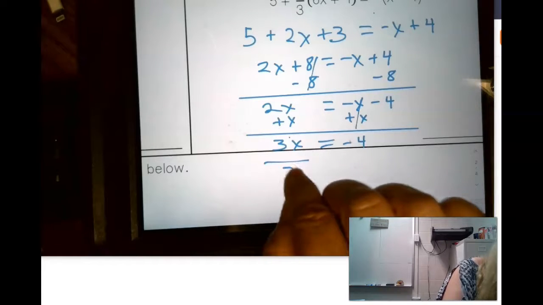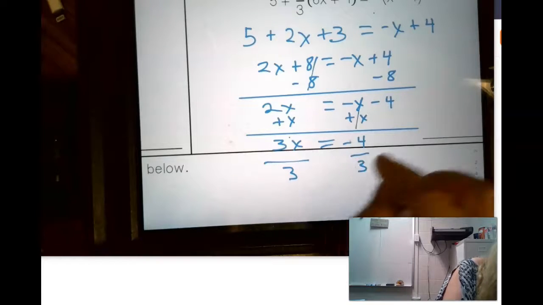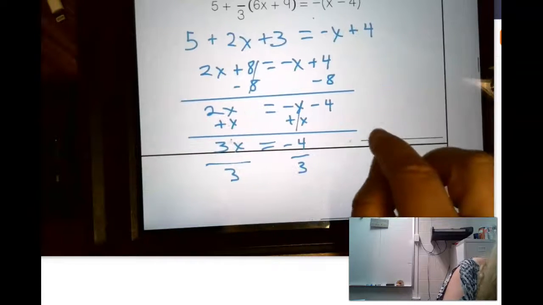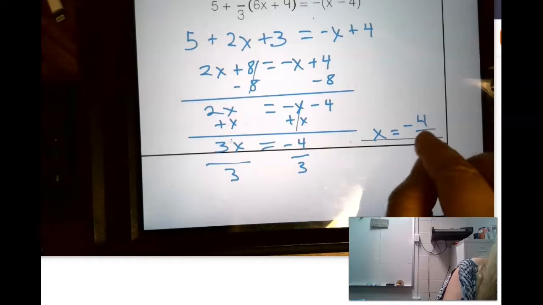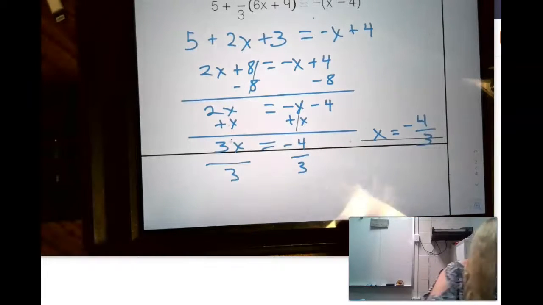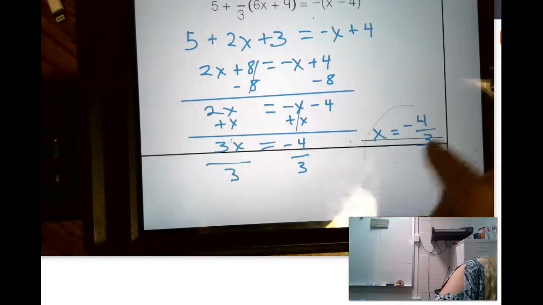And when I divide, this time I'm going to get a fraction, which is fine. I can leave it like that. So x equals negative 4/3. And that's it.